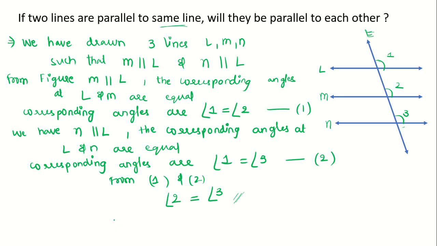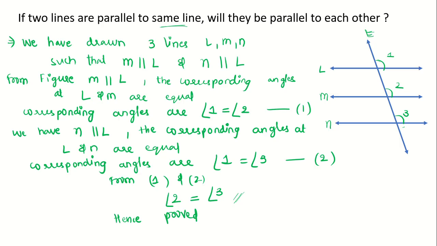So hence we prove that if two lines are parallel to the same line, they will be parallel to each other. Okay, if a pair of corresponding angles are equal, then the lines are parallel. Similarly here, line M and line N are parallel to each other. We proved that line M is also parallel to line N.